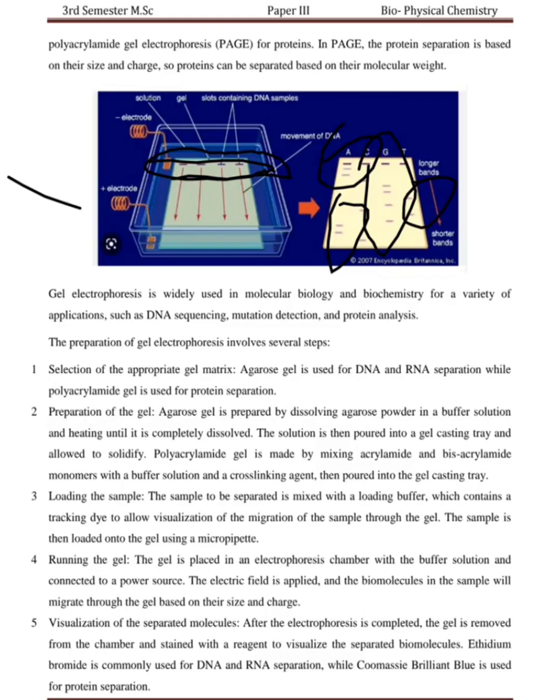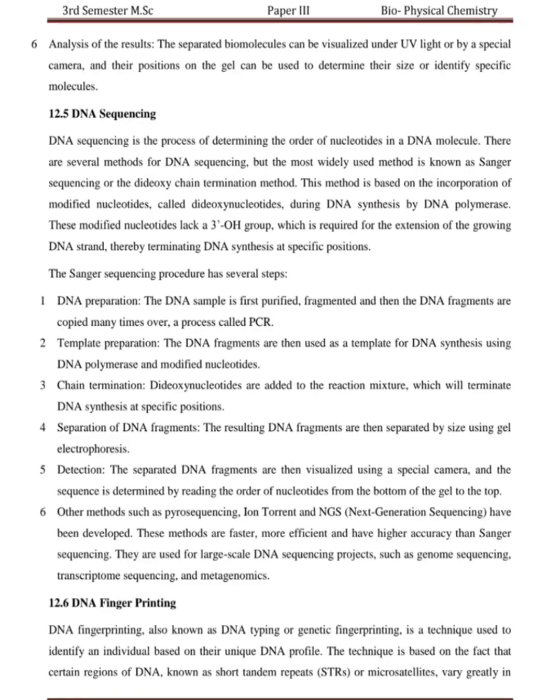For the analysis of results, the separated biomolecules can be visualized under UV light or a UV chamber, and the position on the gel can be used to determine the size and identify the specific molecules. So the position on the gel can be used to determine their size and identify the specific molecules. That covers gel electrophoresis. So next is DNA sequencing.